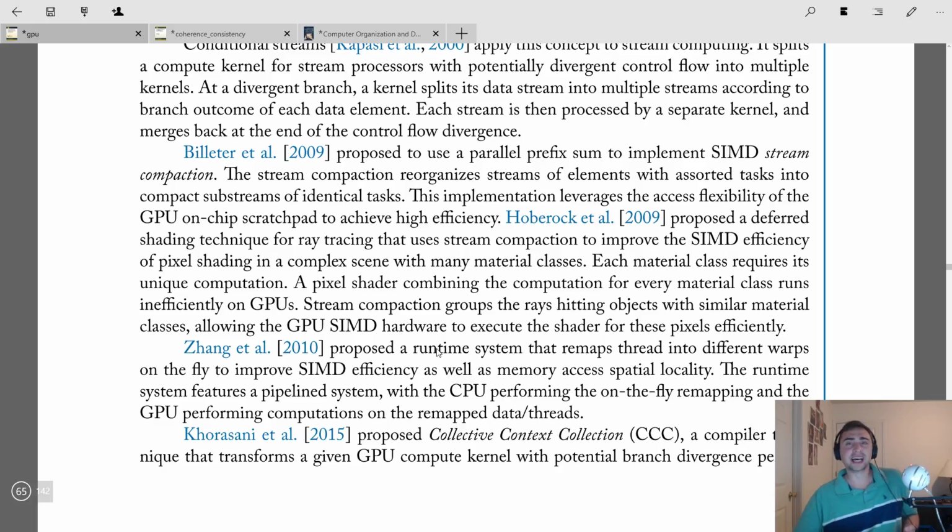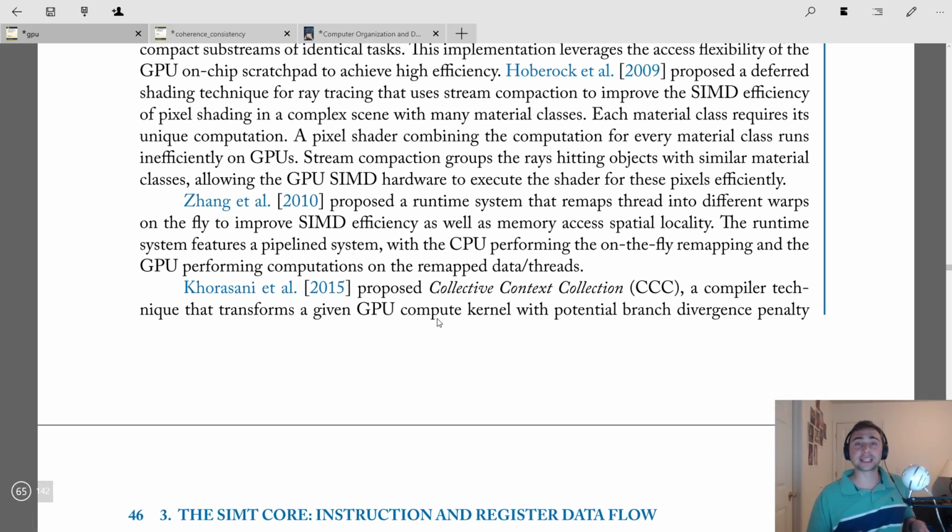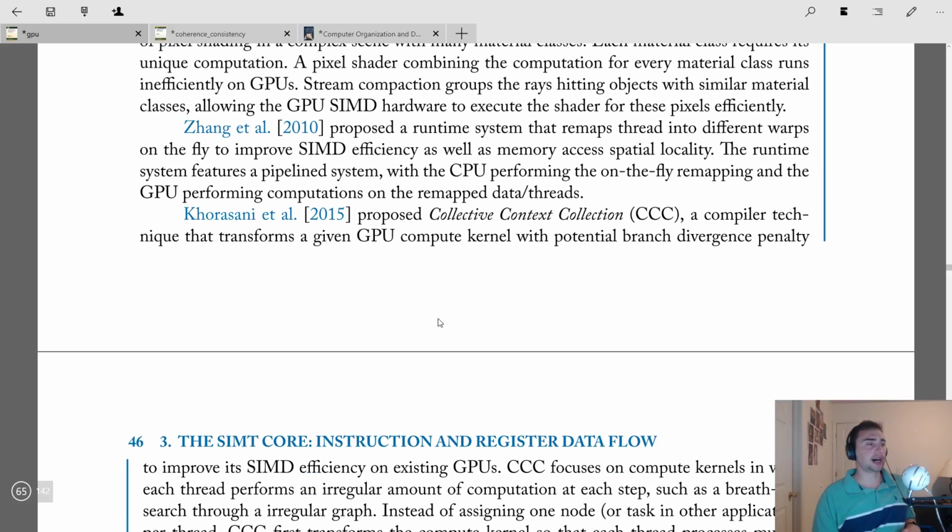So GPU hardware likes to run the exact same code contiguously, right? That's what GPUs really excel at, things like matrix multiplication that are very regular. So in 2010, a runtime system was proposed that remaps threads into different warps on the fly to improve SIMD efficiency, as well as memory access spatial locality. The runtime system features a pipeline with the CPU performing the on-the-fly remapping and the GPU performing computations on the remapped data and threads.